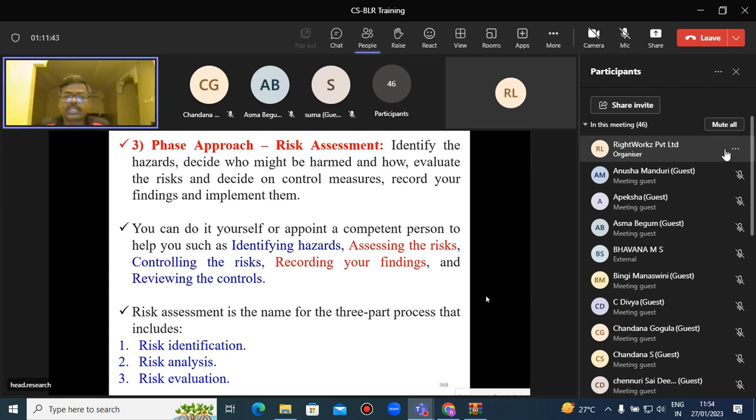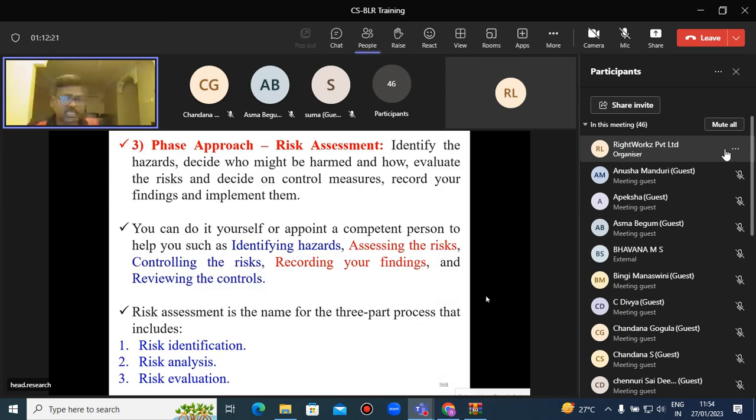Then you can do it yourself or appoint a competent person to help you, such as identifying hazards, assessing the risks, controlling the risks, recording your findings, and reviewing the controls. These are the risk assessment steps we are performing. So risk assessment is the name for the three-part process that includes risk identification. We are identifying what type of risk happened in my organization, and risk analysis.